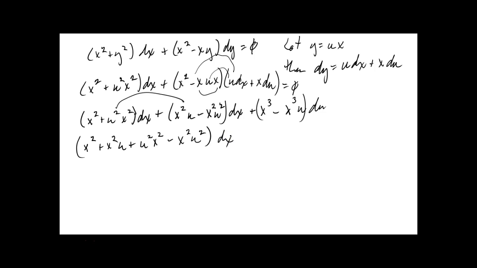Now, when you do that and combine all those terms together, in other words, factor out the dx and then write those together, look at what you got here. A plus u squared x squared and a minus u squared x squared. Okay? So those add to 0. That simplified things a little bit. And here we have just a plus x cubed minus x cubed u du. Okay.